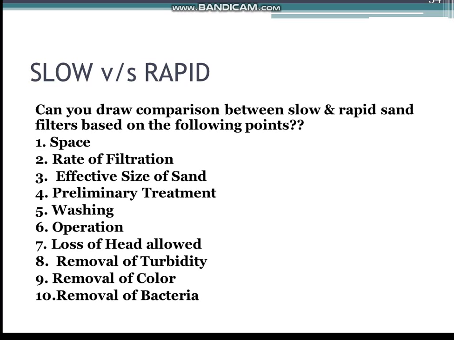Can you draw a comparison between slow and rapid sand filters based on the following points?